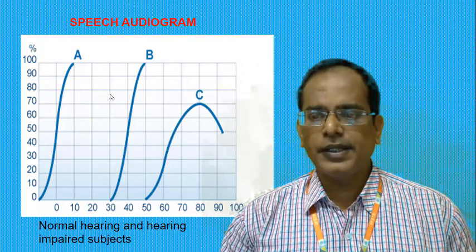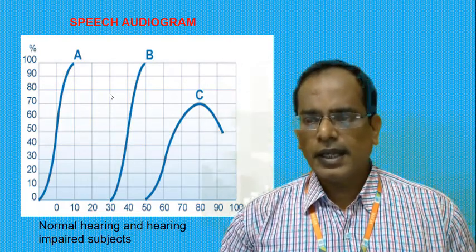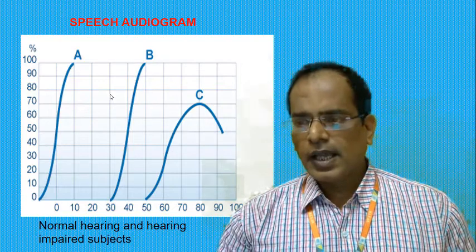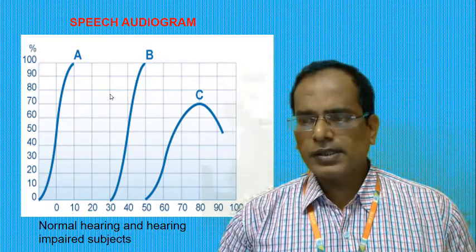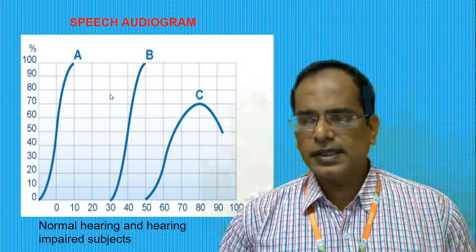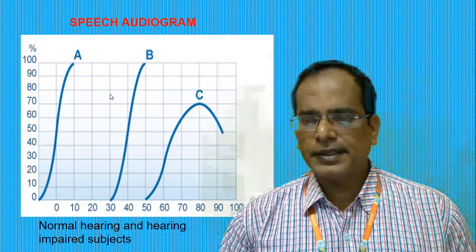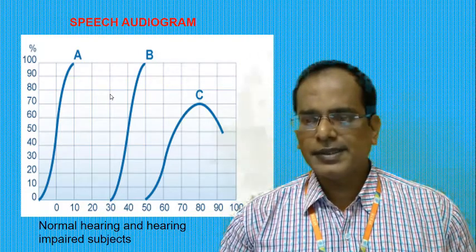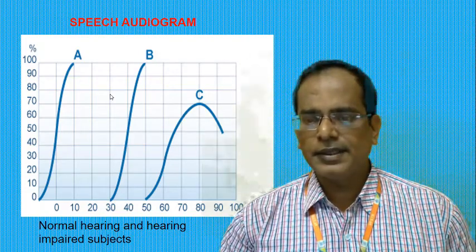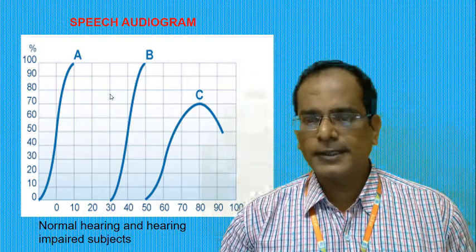Now you are seeing curve B. Curve B, on the other hand, indicates hypoacusis. Hypoacusis means slight hearing impairment. That curve B is showing it.